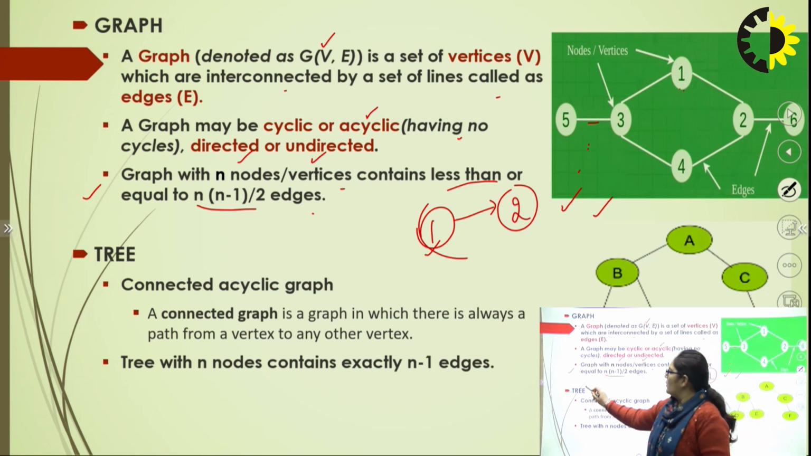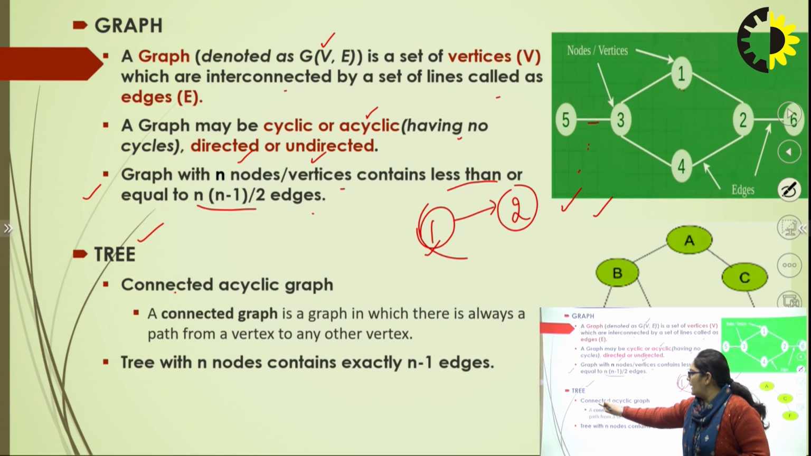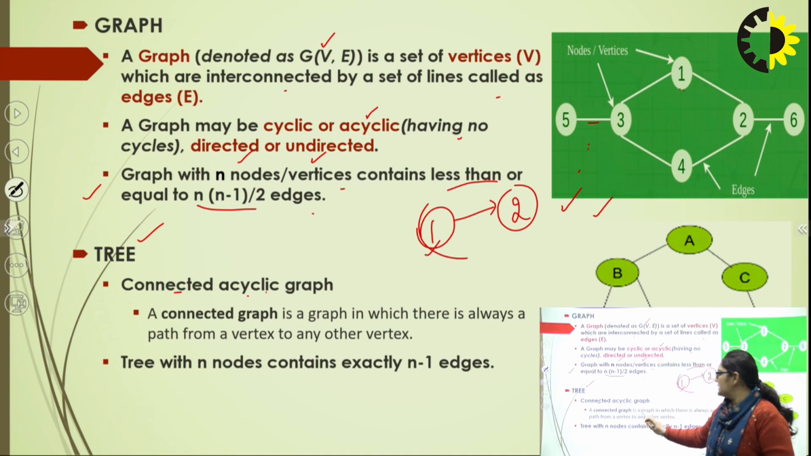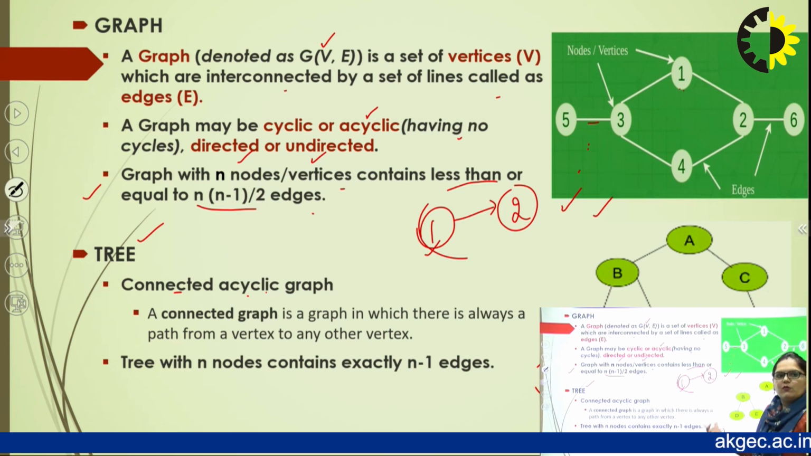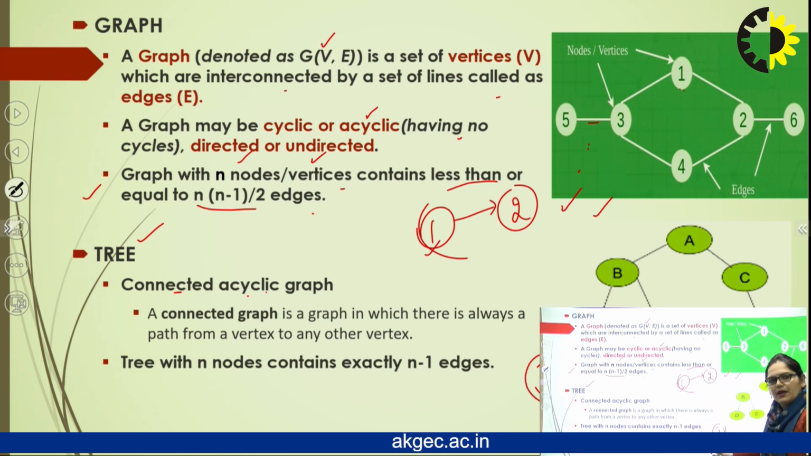Now, what is a tree? Basically, we can say a tree is a part of a graph. If you have a connected acyclic graph, then it will be a tree. A connected graph is a graph in which there is always a path from a vertex to any other vertex present in your graph. It means there is no independent vertex present in your graph. All the vertices in your graph will be linked, connected with each other. There will be no independent or separate vertex present in your graph. Then that graph will be a connected graph.